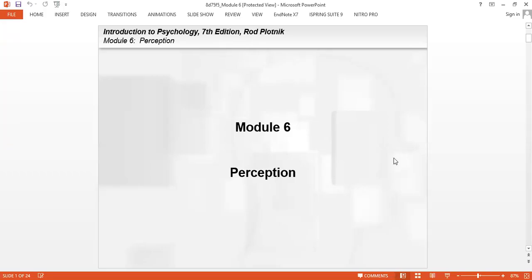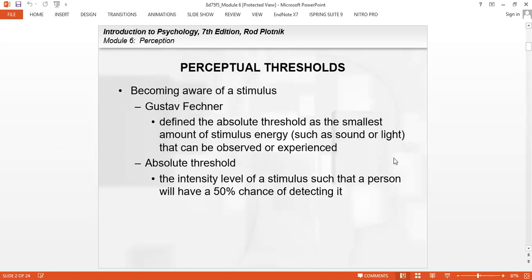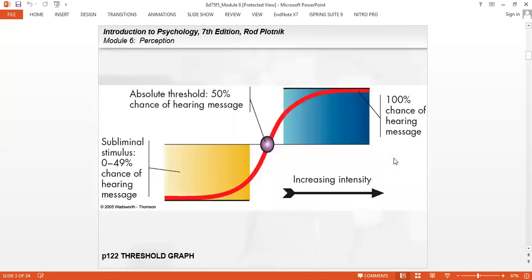Another chapter is related to the concept of perception. Perceptual thresholds: I would like to explain first what we mean by the perceptual threshold. Perceptual threshold is linked with the absolute threshold, the smallest amount of stimulus energy, such as sound or light, that can be observed or experienced. Absolute threshold is the intensity level of a stimulus such that a person will have a 50% chance of detecting it.